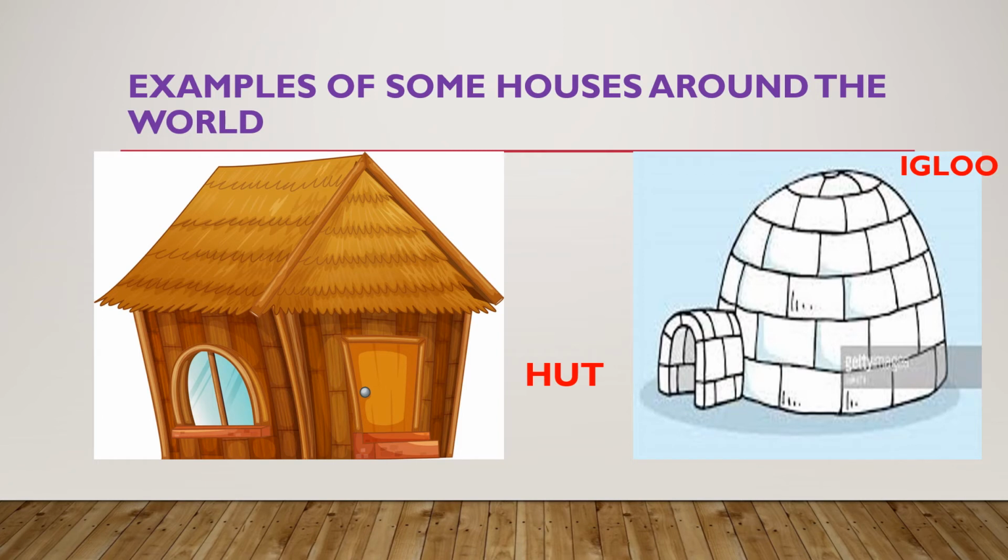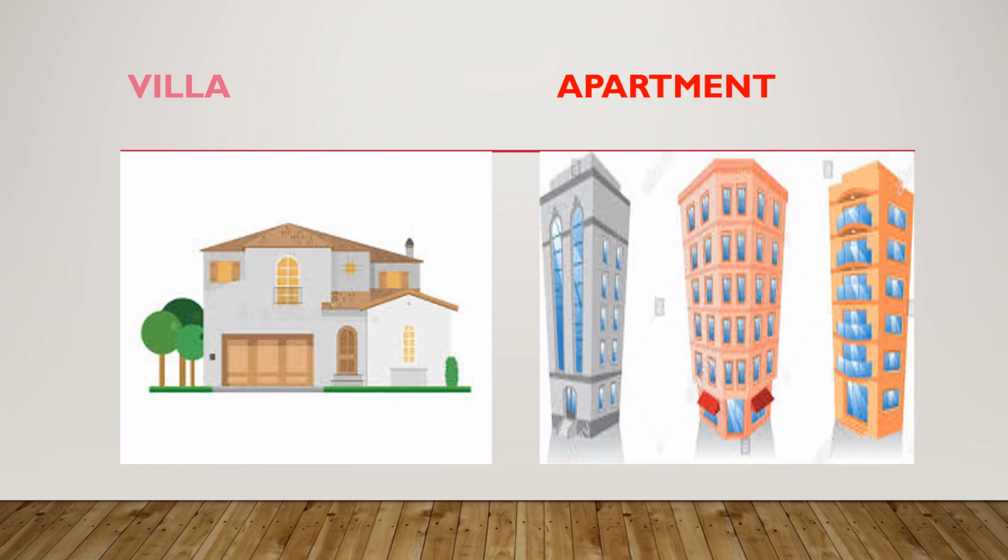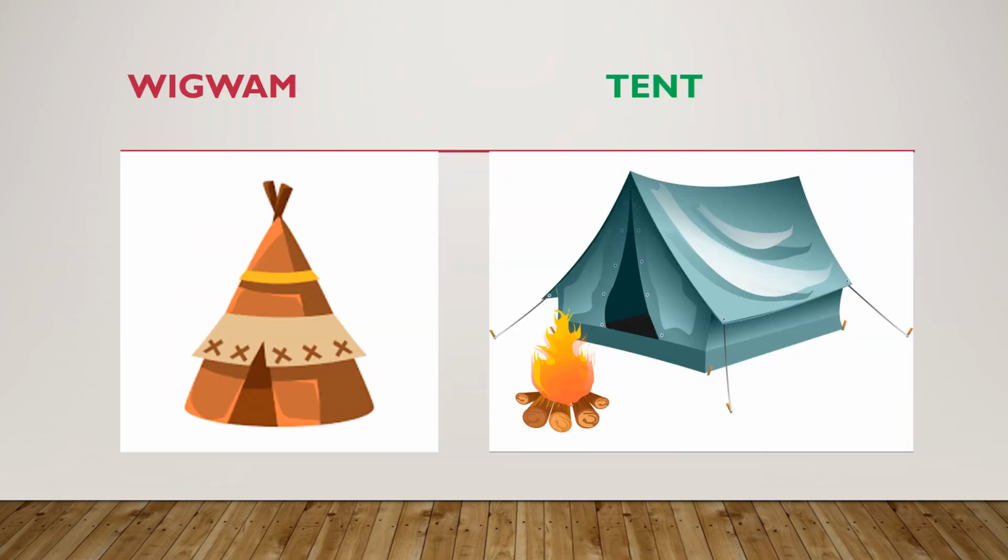We have a hut and an igloo. We have a villa and an apartment. So these are other types of houses. And here we have the wigwam and a tent. These are another type of houses.